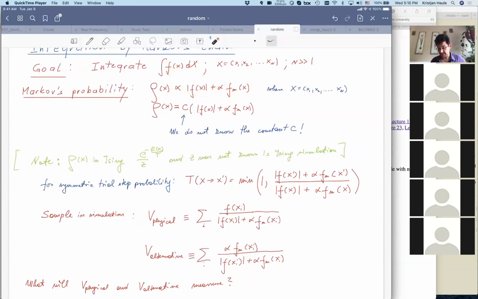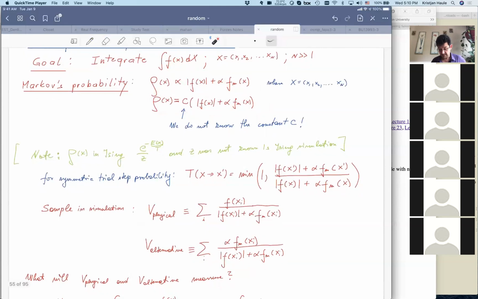Now the point is that the real probability density is going to be a constant times this thing, and we don't know the constant. That's the issue. That's why we need to add this extra function, because if we knew the constant, we wouldn't need to add this extra function in order to know the integral.